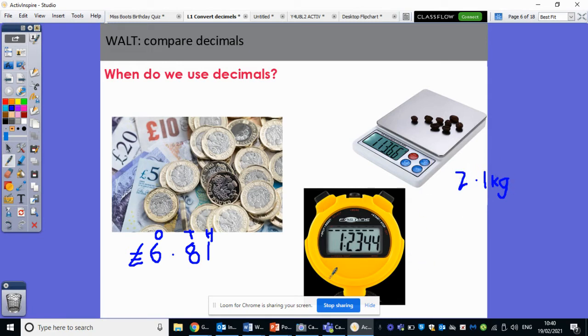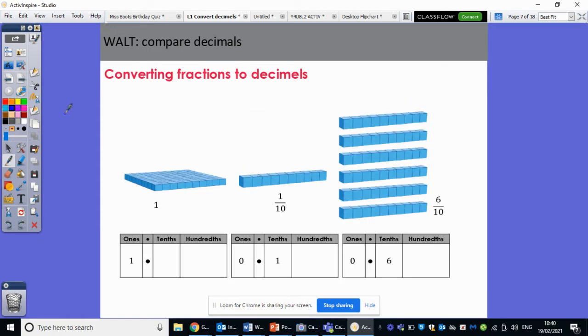Or, as you can see here, on a stopwatch, if you're running a race, you might finish between 1 minute and 2 minutes. So it might be that you ran the race in 1.35 minutes. So there are loads of areas that we see decimals. So, converting fractions to decimals. As I said, fractions and decimals are very much the same thing, but they're just written differently. With fractions, we've got a vinculum, so the line in the middle. With decimals, we have the decimal point, which is down here.